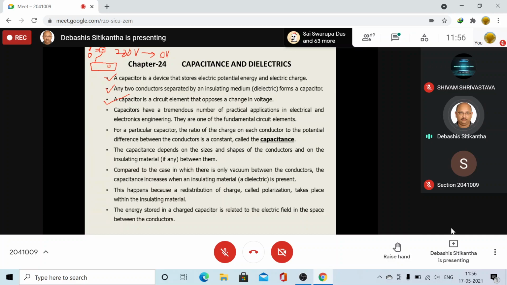It is rather going to oppose it, but it cannot oppose it for infinite time. Otherwise we would be getting power every time. So the moment the switch is switched off, the voltage applied comes down from 230 volt to 0 volt, but the capacitor is not going to tolerate this change. Rather, it is going to decrease the voltage slowly. That is why it is known as a circuit element that opposes a change in the voltage. Okay? So I hope everybody has understood.